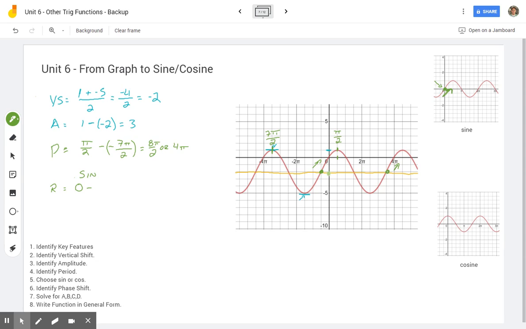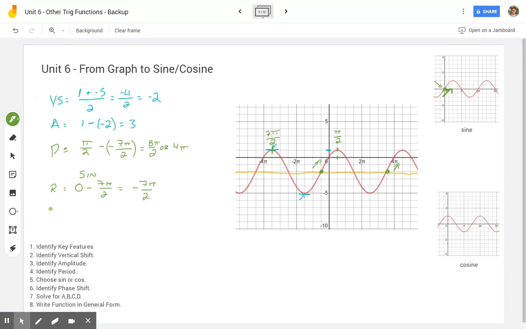So if we start at the 0, we're going to go over this way. We've got 2 pi here, 3 pi here. So it looks like we're shifting over 3.5 pi over 2. So that's 7 as an improper fraction. That's 7 pi over 2, which gives us a right shift of negative 7 pi over 2.